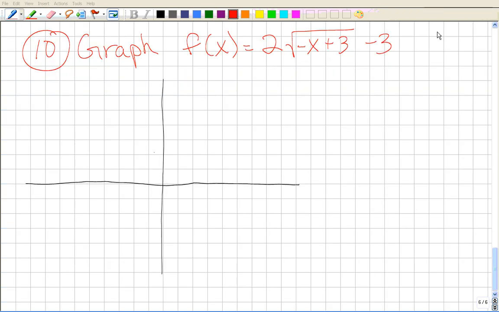Alright, for number 10, let's graph f of x equals 2 times the square root of negative x plus 3, minus 3. Okay, so the negative tells us it will be reflected across the y-axis, and we will also have a plus 3, and we'll have a vertical stretch by 2, and we'll have a down 3. But remember, we always must go left and right first, so with this plus 3, let's sketch in what our parent function was. Remember that it was at 0, 0, and then at 1, 1, 4, 2, 9, 3. Okay, so there's our parent function.